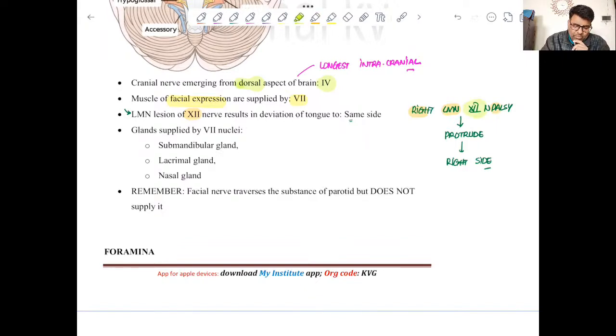Facial nerve supplies submandibular, sublingual, lacrimal, nasal gland, but please remember that facial nerve travels through the substance of parotid but does not supply parotid. Parotid is supplied by ninth cranial nerve.